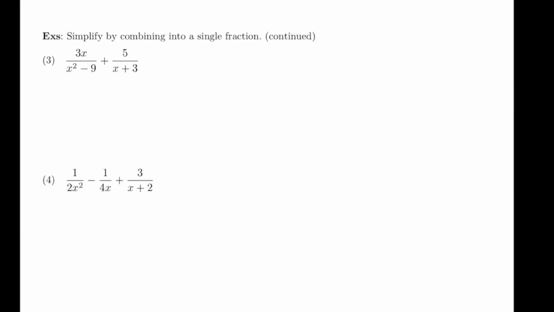In example 3, we have 3x over x squared minus 9 plus 5 over x plus 3. And we again want to simplify this by combining it into a single fraction. Now, sometimes if you multiply the individual denominators together, you will definitely get a common denominator, but it won't be the least common denominator. And when you don't get the least common denominator, your end result will need to be simplified a little more than if you were to just stop and think smartly in the beginning in order to get the actual least common denominator.